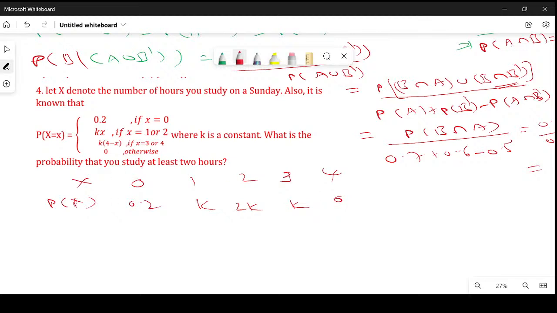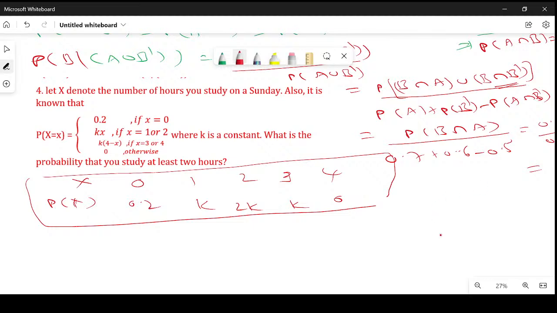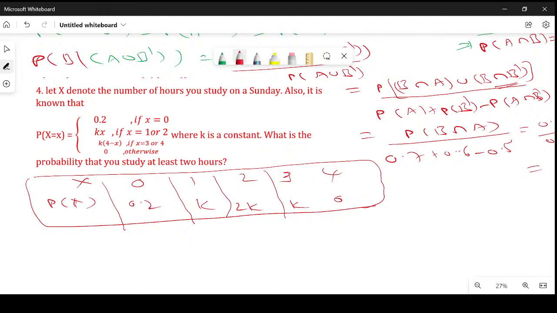So this is the table we can observe here. This is the probability distribution table. Correct, we can make it. This is the table to understand. I can draw this. This is a probability distribution table. So I can make it like this. Just to understand this, you make the table here.